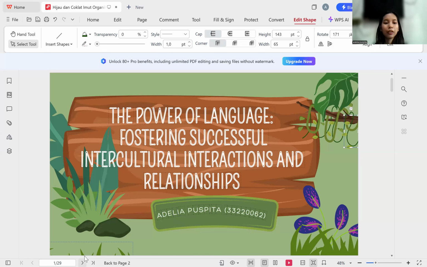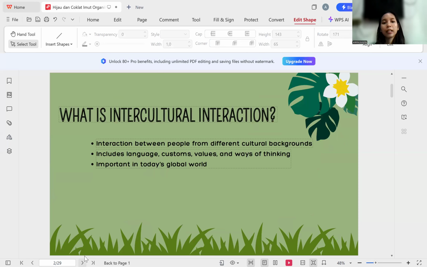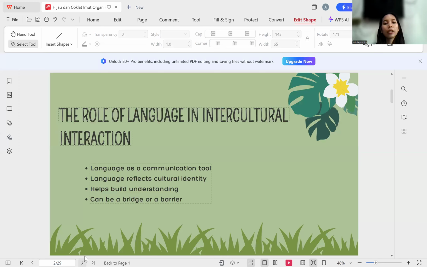So, the first is, what is intercultural interaction? Intercultural interaction is an interaction between people from different cultural backgrounds, and it includes language, customs, values, and ways of thinking, and it is most important in today's global world. Next, we are going to talk about the role of intercultural interaction.